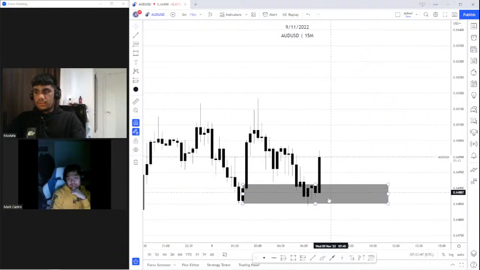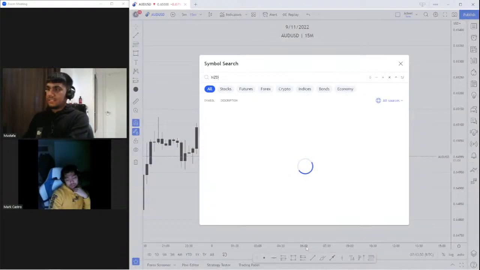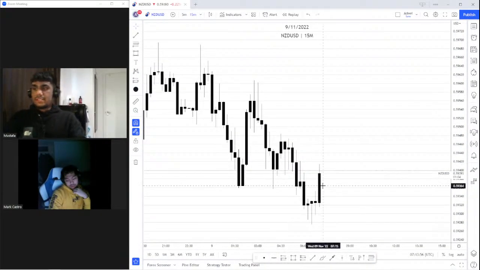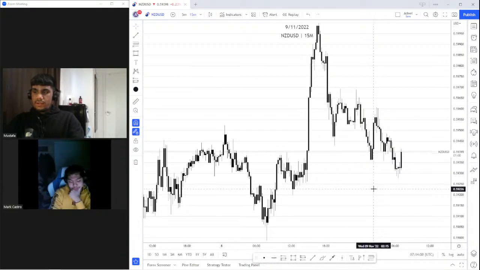I'm guessing AUD USD moves similar to NZD USD at this time. Might be a stereotype there, but I'm guessing, just because they're quite close to each other.